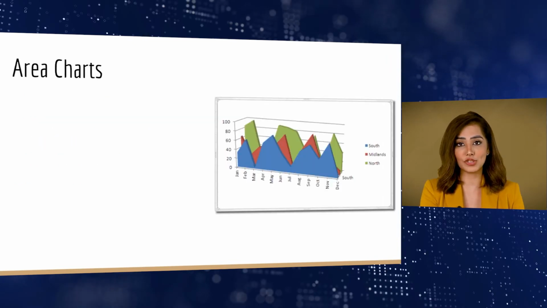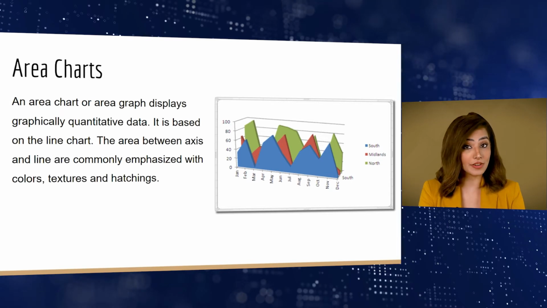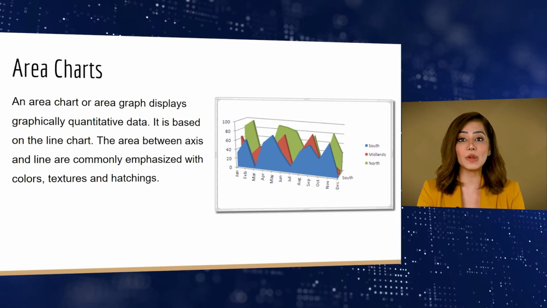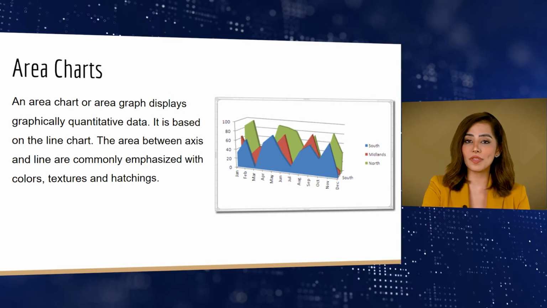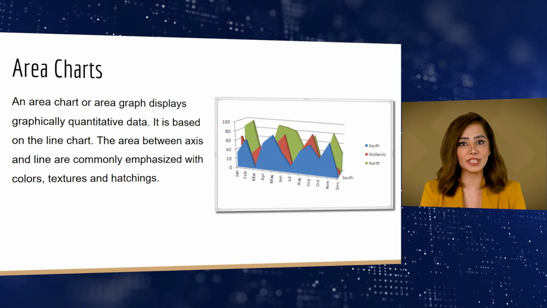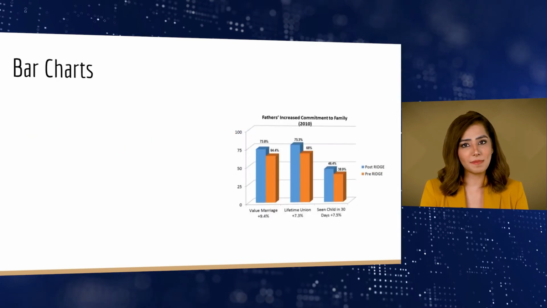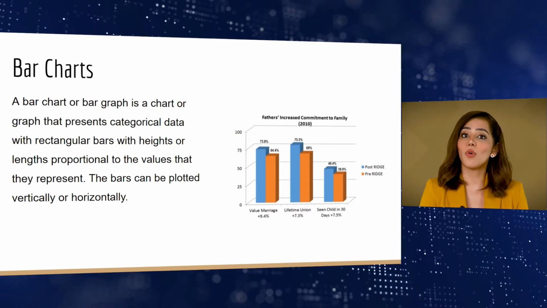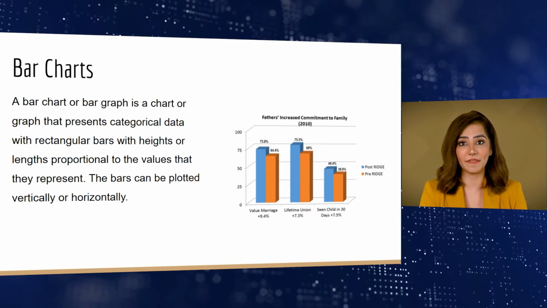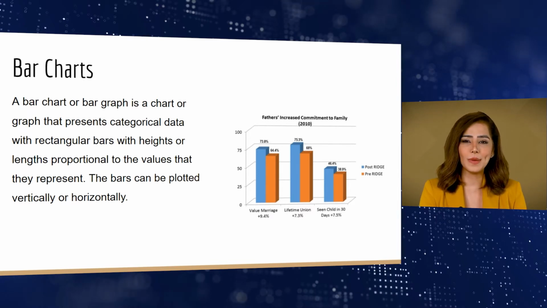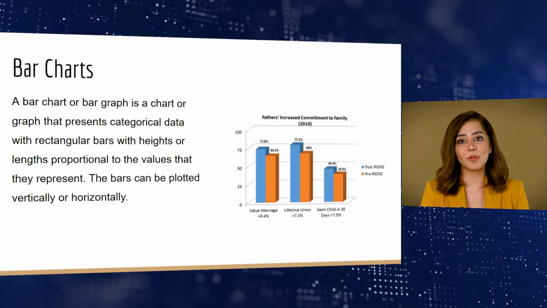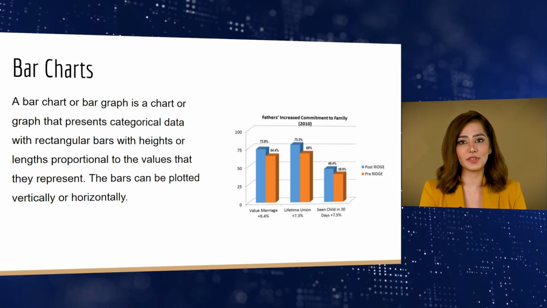Then we have area charts. An area chart or area graph displays graphically quantitative data. It's based on the line chart. The area between axis and line are commonly emphasized with colors, textures, and hatchings. And at last we have bar charts. A bar chart or bar graph is a chart or graph that presents categorical data with rectangular bars with heights or lengths proportional to the values that they represent. The bars can be plotted vertically or horizontally.